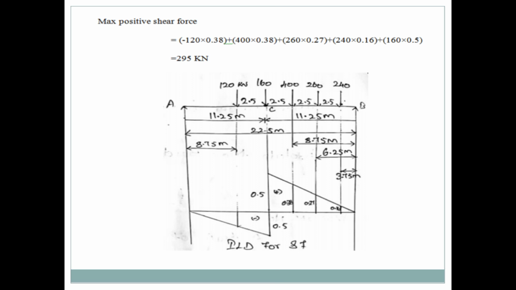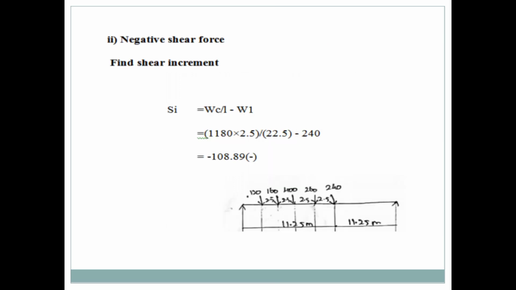So this is the diagram for the simply supported beam, and for each load you apply the influence line diagram. The neutral line, the top of it will be positive and the bottom lines are negative. This is the influence line diagram for shear force. And next, negative shear force. So we have already finished the positive shear force and this one is the negative shear force.